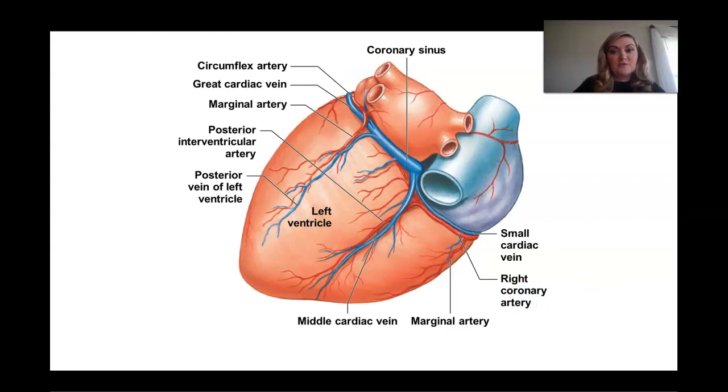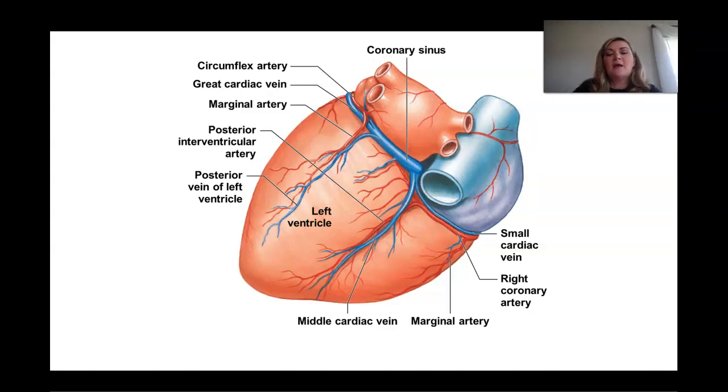And here's a look at those vessels at the back side of the heart. You notice this is the back side of the heart because you see on here that you have your large vessels that are coming out the back, and you don't have that interventricular septum that would normally run through the center. Instead, you have two of those major arteries and veins running along the side there. The marginal artery that's running along there, and then you see another marginal artery, and then of course you have your middle cardiac vein and posterior vein of that left ventricle there.